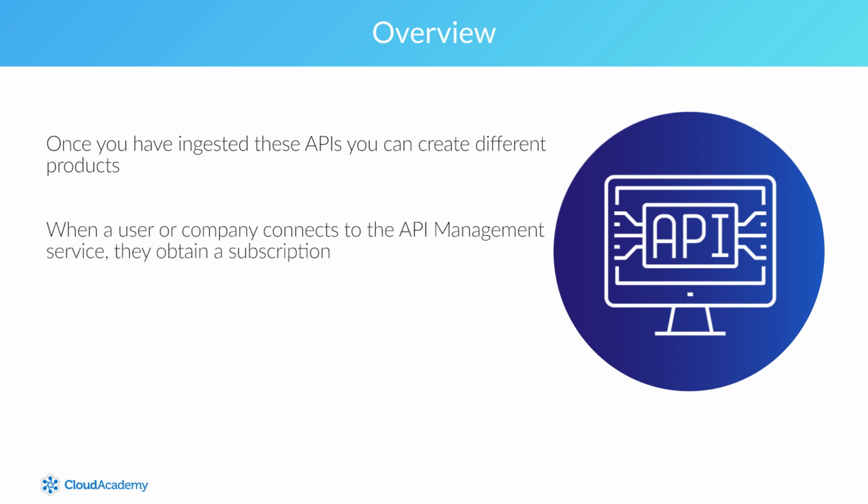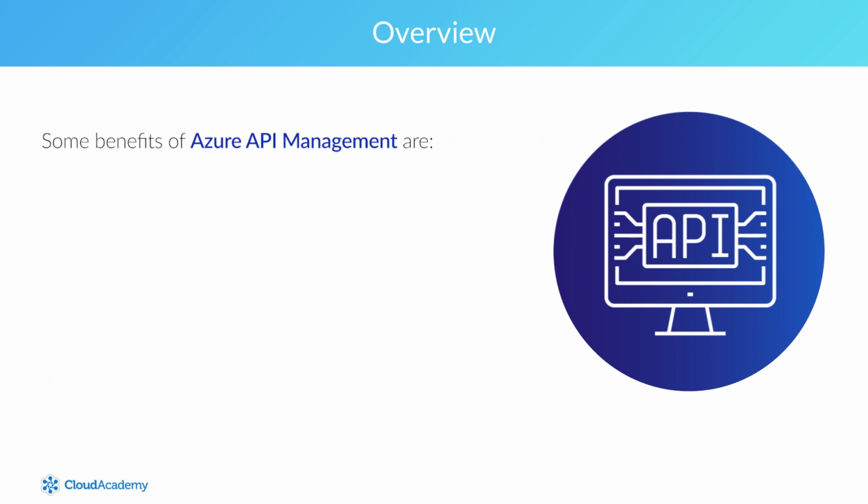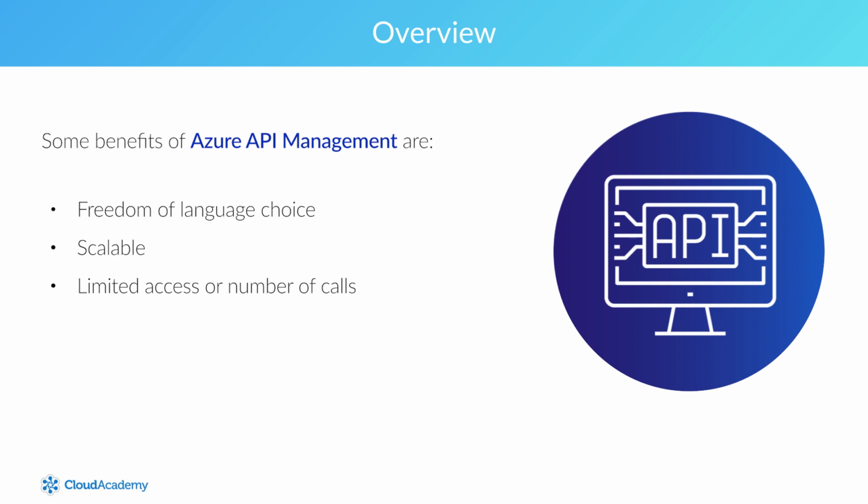When a user or company connects to the API Management service, they obtain a subscription. This subscription is used to help manage incoming requests. Azure API Management also offers a flexible way to version, test, and publish APIs to internal and external users. Some of the benefits of the Azure API Management are freedom of language choice, scalable, limit access or the number of calls, offloading security, insights for performance and troubleshooting.